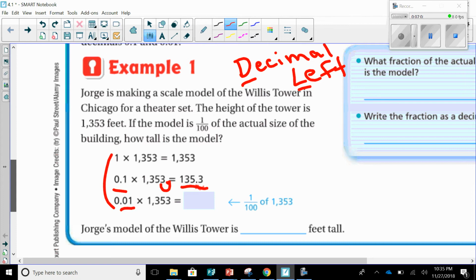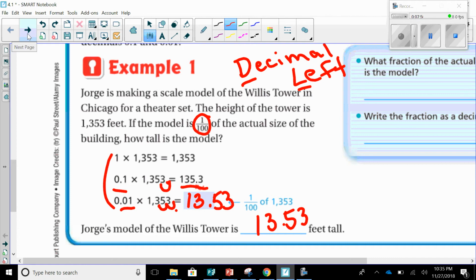So now let's look at 100ths, okay? Down here, there are two places after the decimal point. So I'm going to start again up here where my decimal point is, and I'm going to go two places to the left. So that makes my new number 13.53. Okay, so George's model of the Willis Tower is how many feet tall? It is 13.53 feet tall. Okay, because we were working with the 100ths.